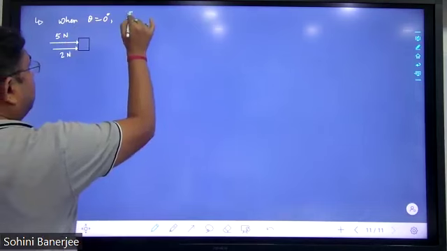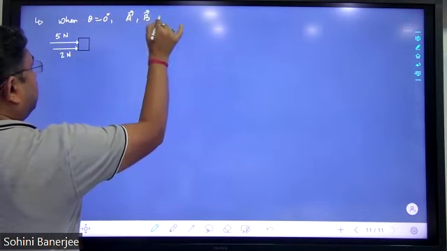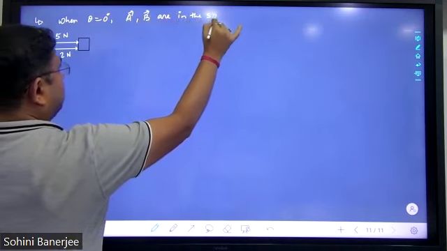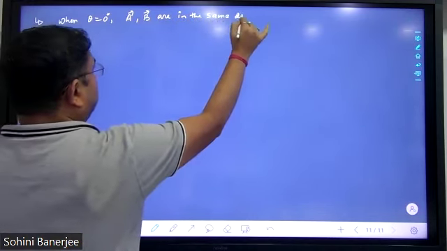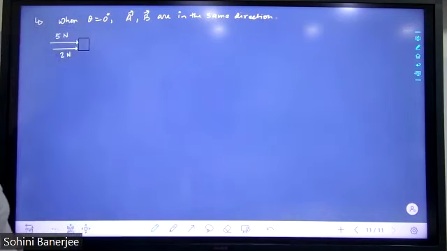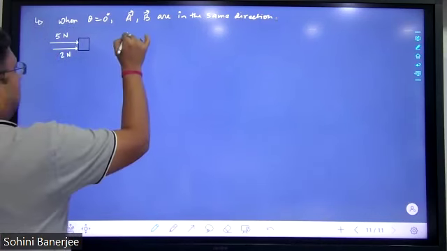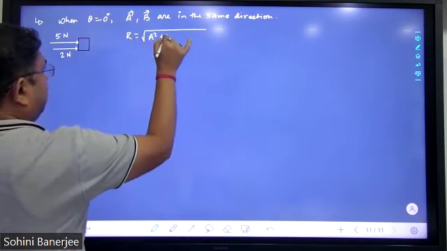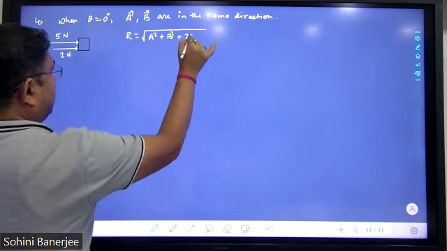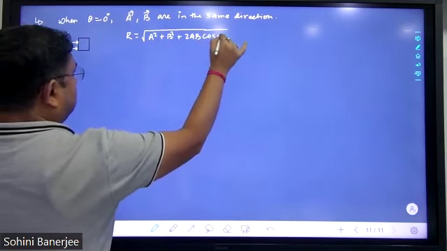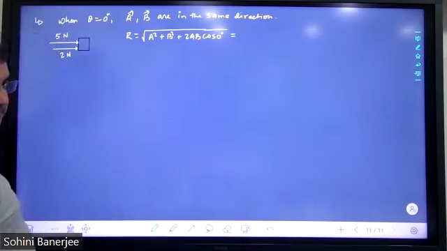So A and B are in the same direction. For the resultant, A square plus B square plus 2AB cos 0. Cos 0 is 1.